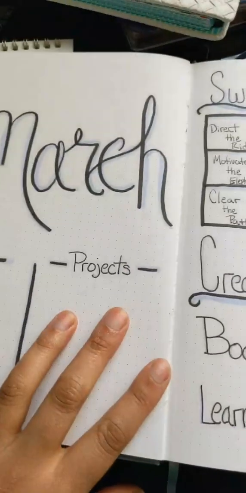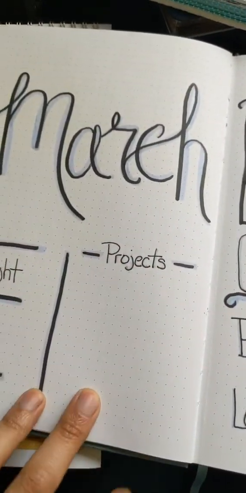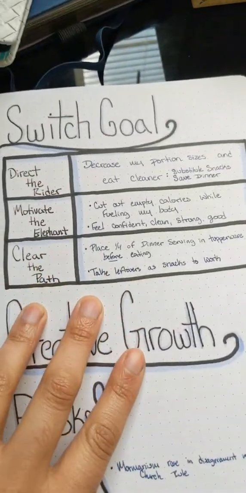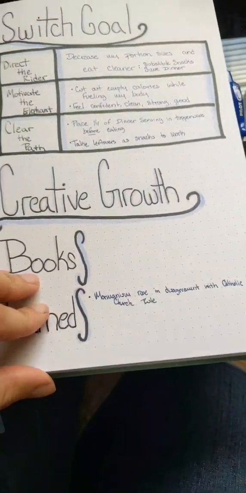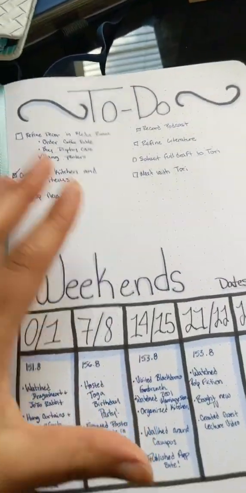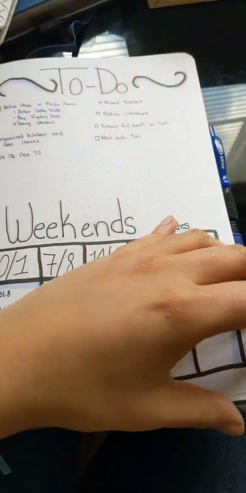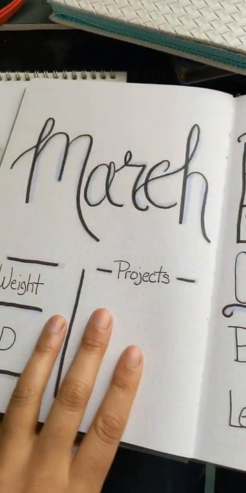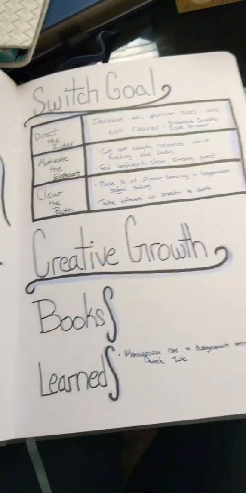So now here's March. I need to reflect and fill out all of this. I put out my March. I got my switch goal, my creative growth, my brain dumps, my to-do list, my weekends. So my next step will be picking a new color and then working on this new page. You can see bullet journal's blank, but I am going to keep it in that same style because it just works for me. So that is for my personal life and goals and dissertation stuff.